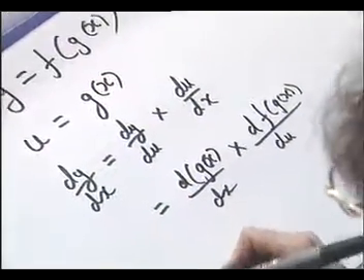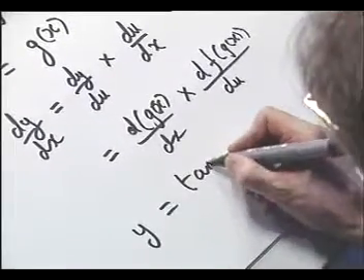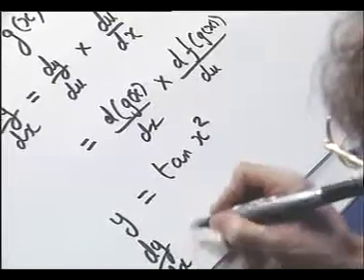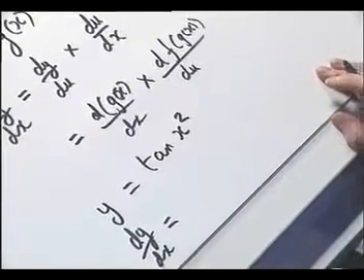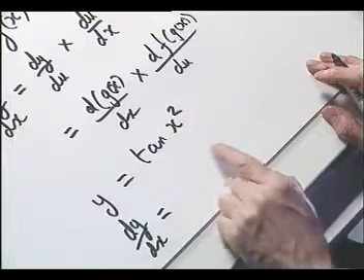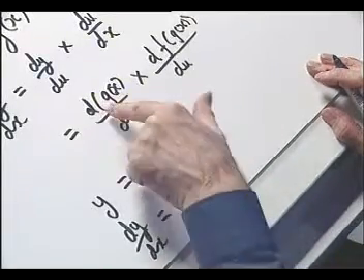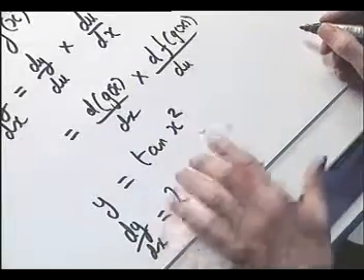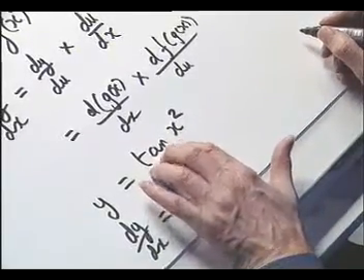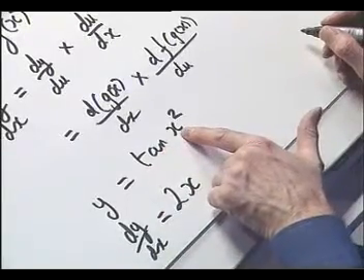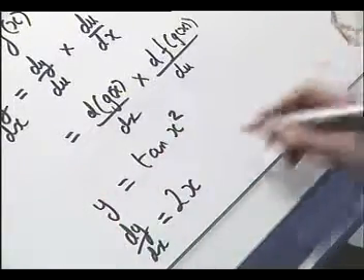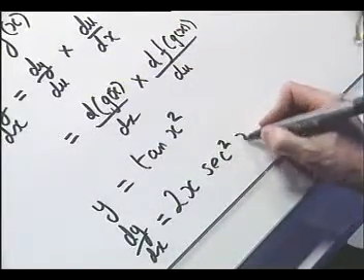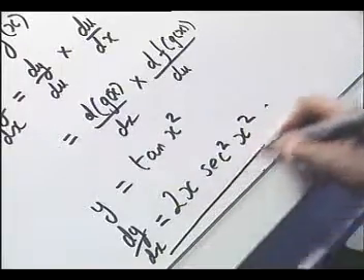Let's have a look at an example. y equals tan of x squared. And so dy by dx is equal to, well, this bit here is the g of x, so we need its derivative, and we're going to write it down at the front. Well, that's easy, that's 2x. And now we need to differentiate tan, as though this was tan u with respect to u. And the derivative of tan is just sec squared, and then we need to put in the g of x, sec squared x squared.